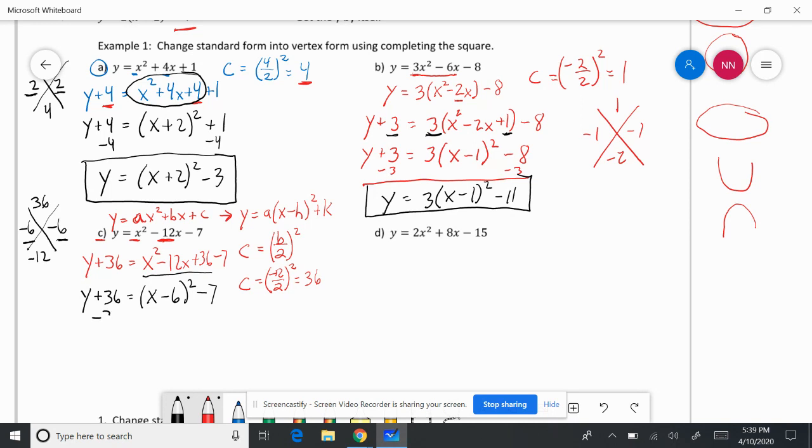Our last step is the easiest. We're going to get the y by itself, so I'm subtracting 36 on both sides. And I get y equals (x minus 6) squared minus 43.